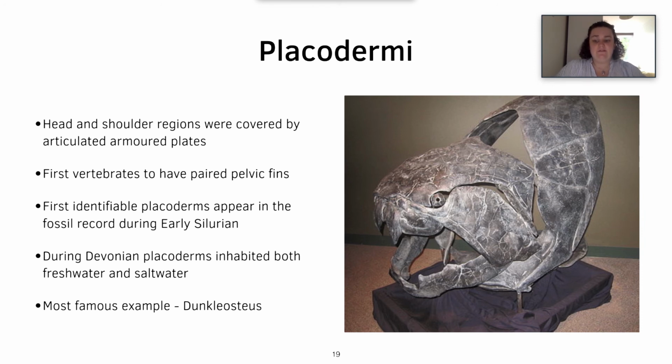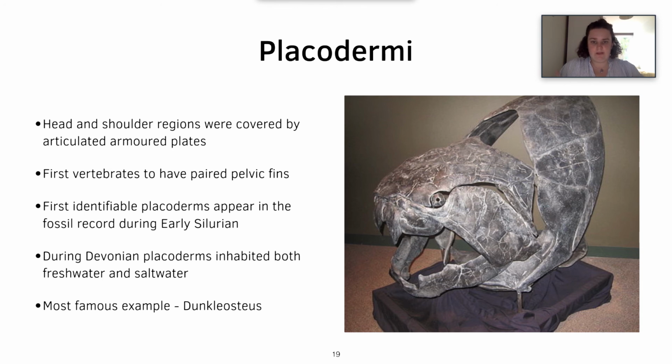The first identifiable placoderms appeared in the early Silurian, and then during the Devonian, placoderms radiated and could inhabit both freshwater and saltwater. As for their body, they had the head and shoulder region covered in articulated plates. The rest of their body was either scaled or naked, and the shield on the head was mobile, so they could move it like that.